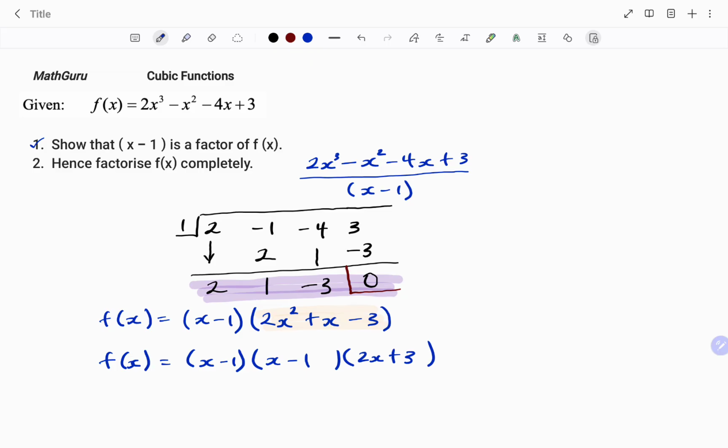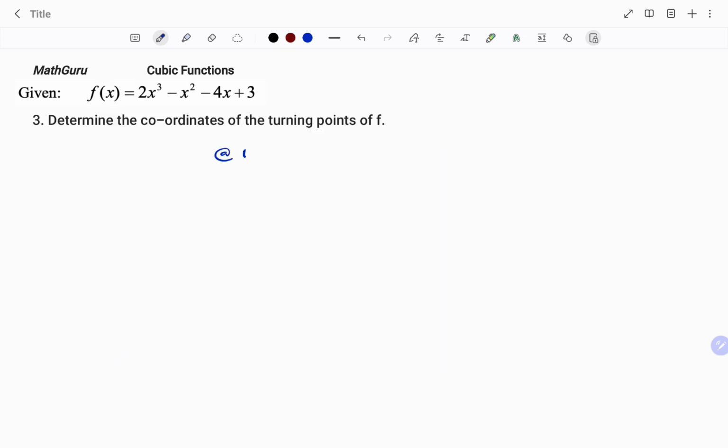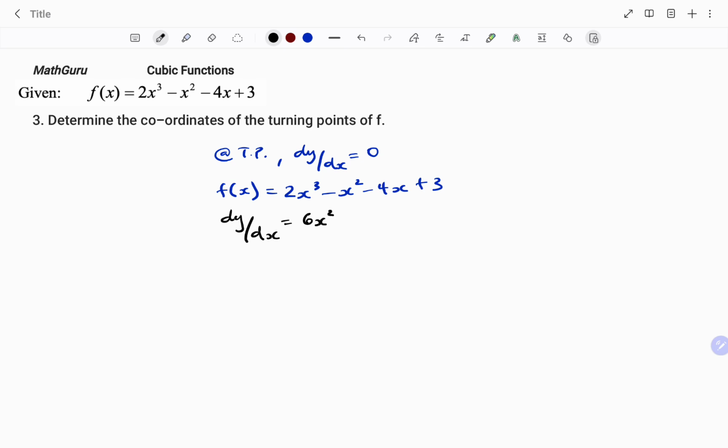To determine the coordinates of the turning point of f, at the turning point, I'm going to call that TP, my dy dx is equal to 0. So therefore, if my f of x equals 2x cubed minus x squared minus 4x plus 3, I'm going to start by differentiating. My dy dx is equal to 6x squared minus 2x minus 4, and we have to equate that to 0.